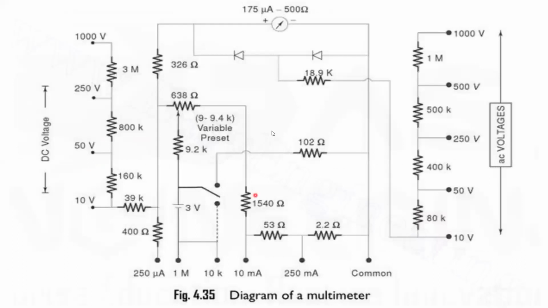This is common. But I'm using only this one, this value, as well as these values. This switch is open. Assume this switch is in the open condition. Therefore, the current will flow across here, and I'm going to measure in the milliamperes range and common, and this 250 microamperes like that. That is the circuit diagram.